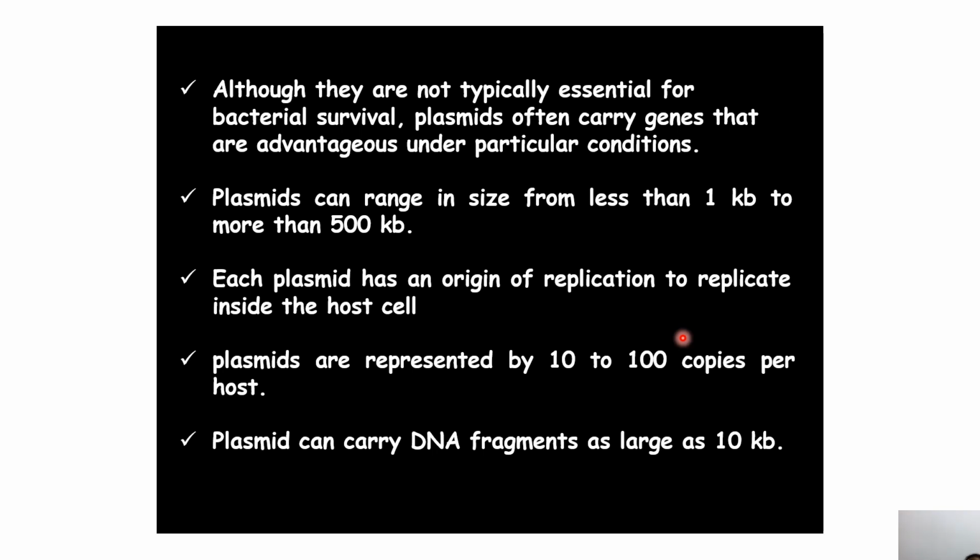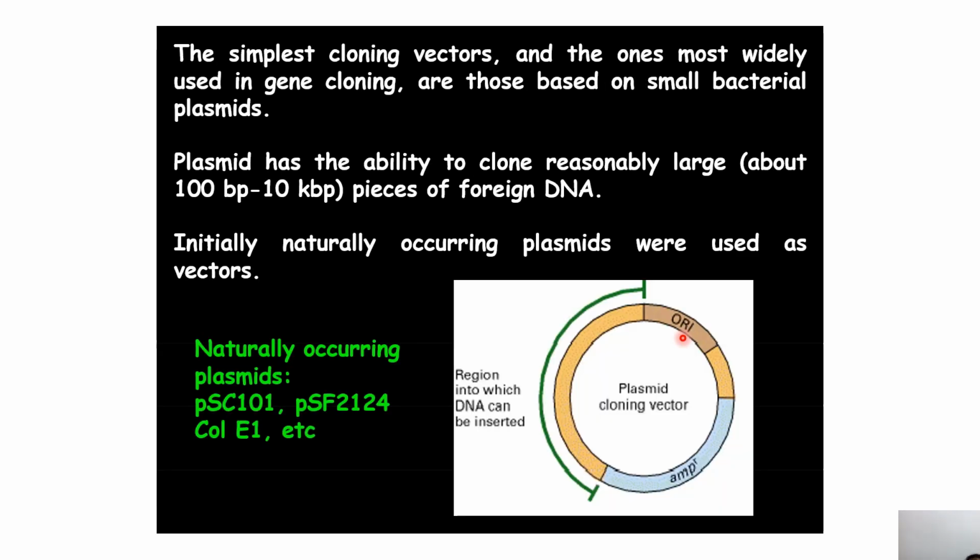So, plasmids can range in size from less than 1 kb to more than 500 kb. Each plasmid has an origin of replication to replicate inside the host cell, and plasmids are represented by 10 to 100 copies per host. So, they can carry DNA fragments as large as 10 kb as well.